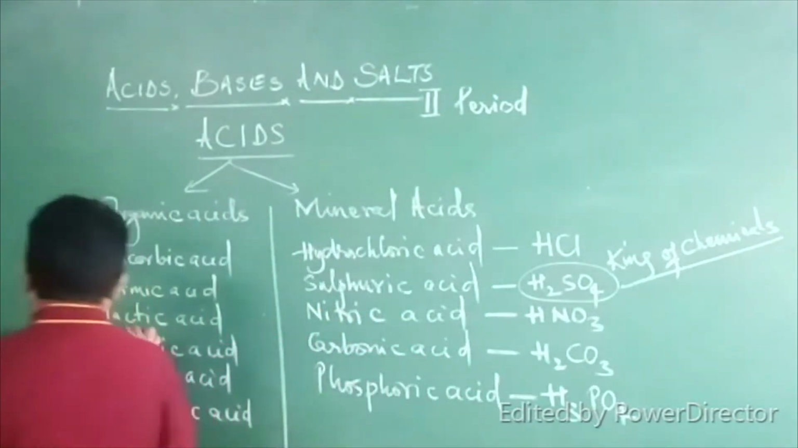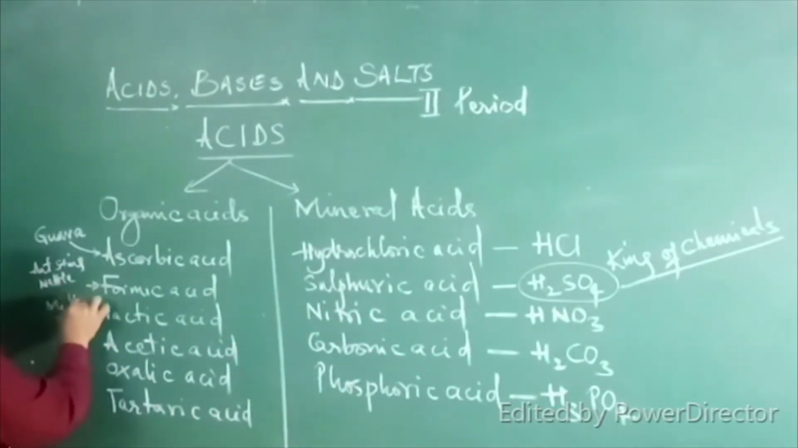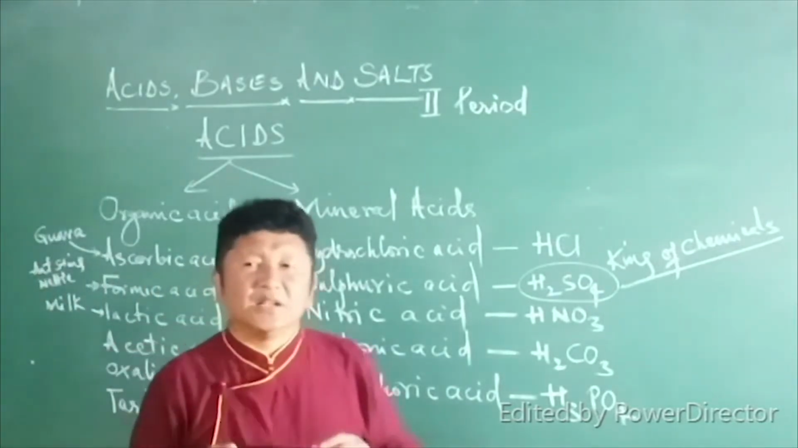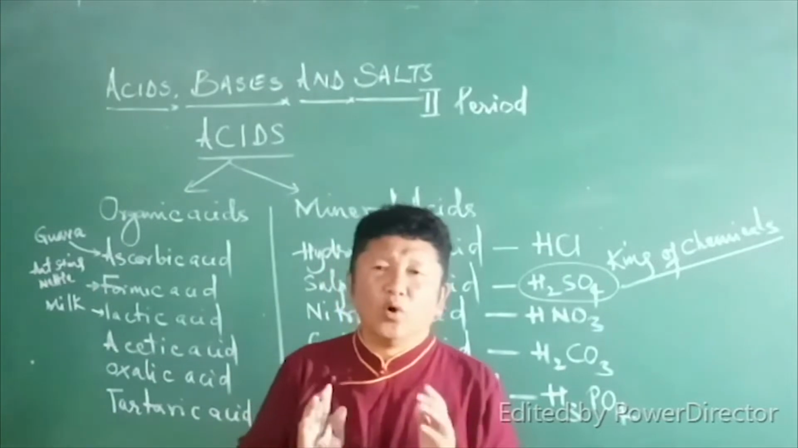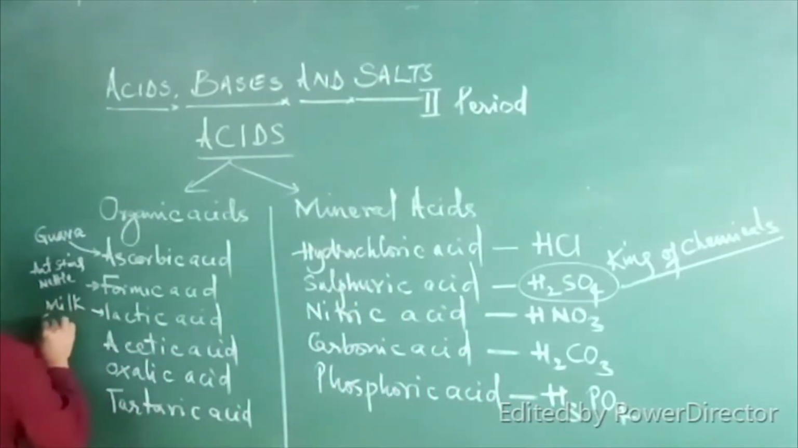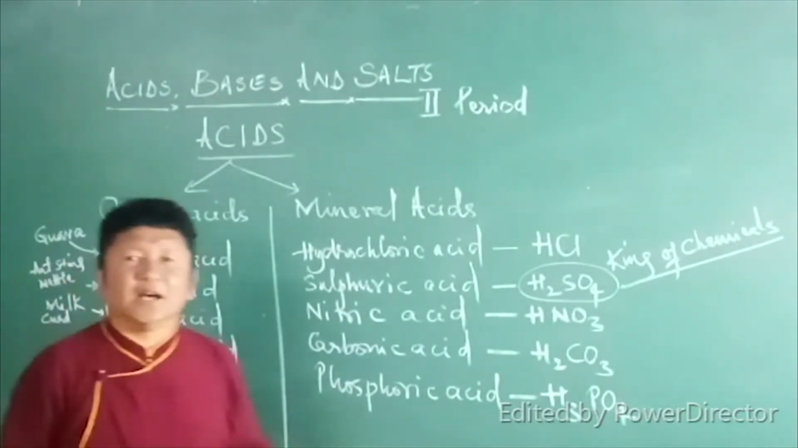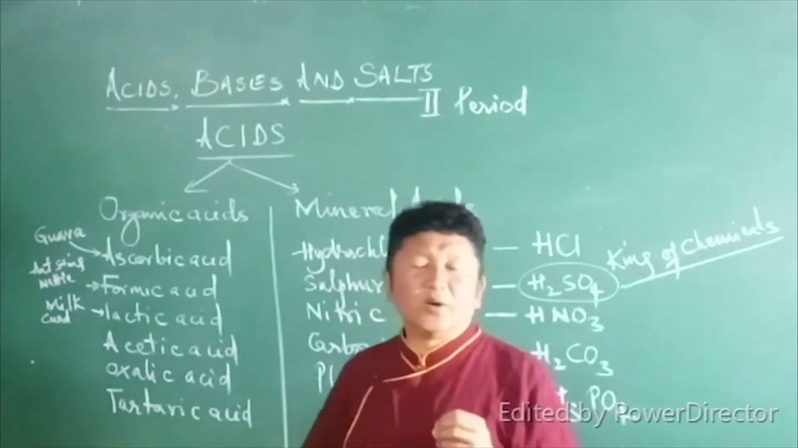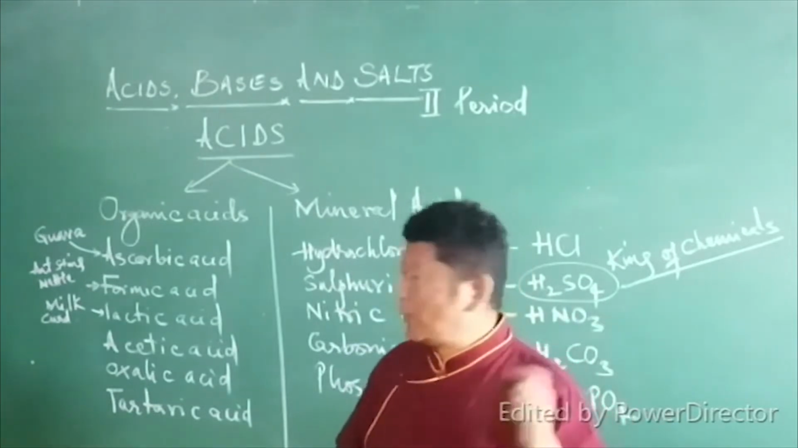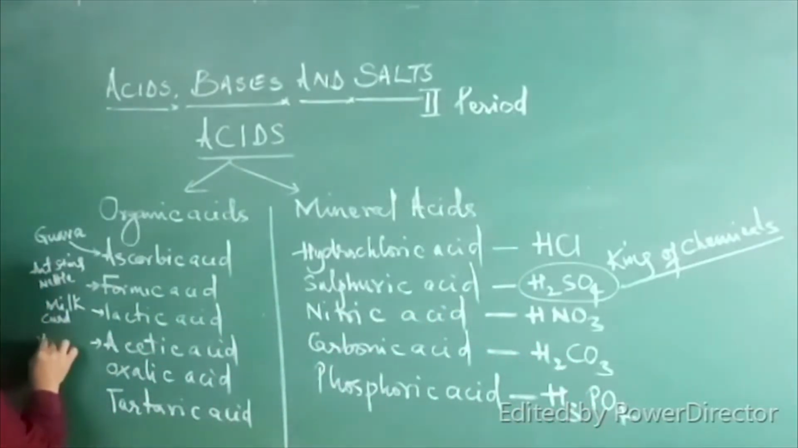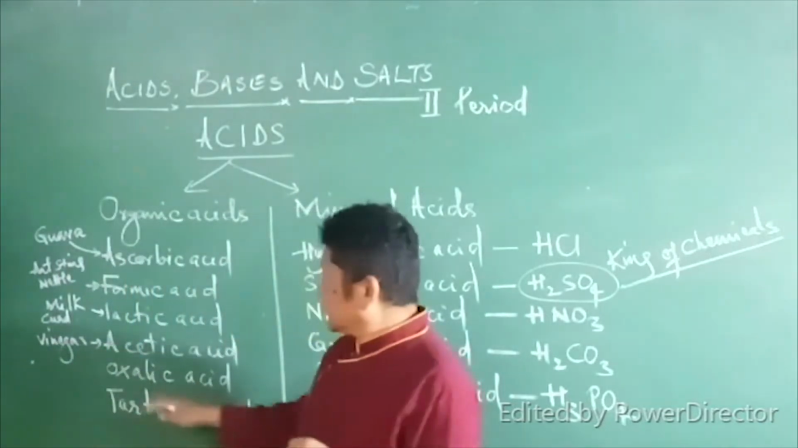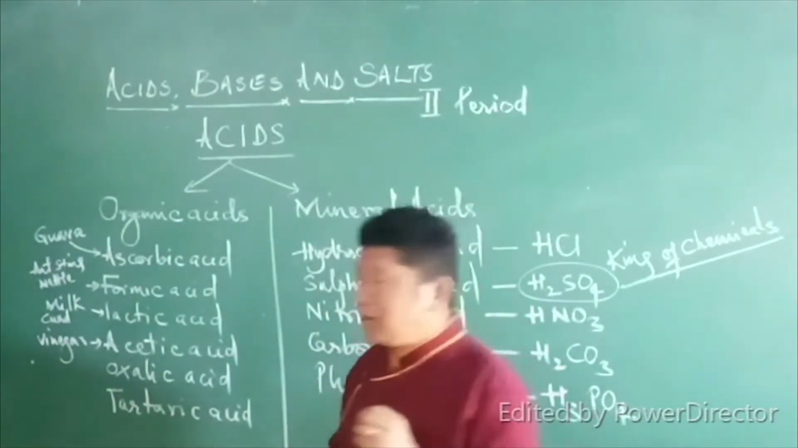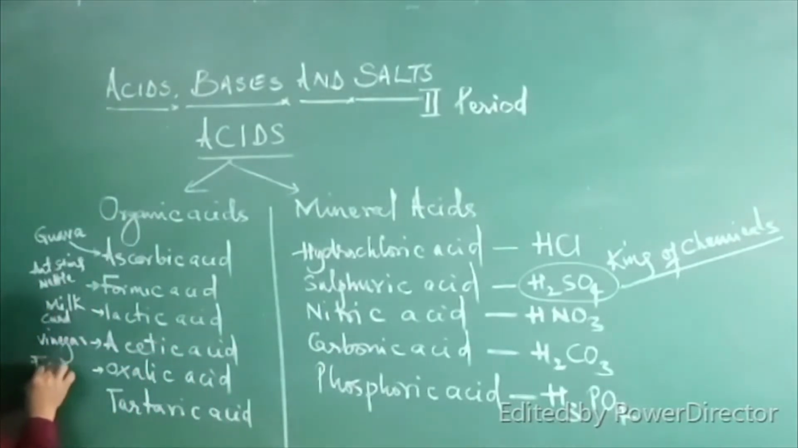Lactic acid is found in milk and curd. Acetic acid is found in vinegar. Oxalic acid is found in tomato.